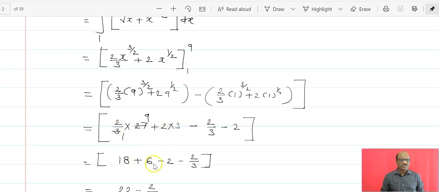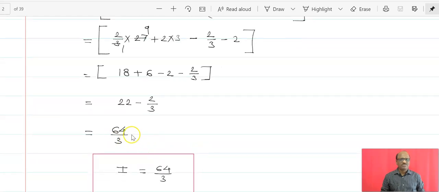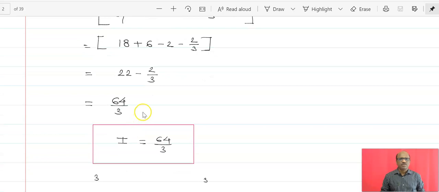2 into 3 is 6, minus 2 by 3 minus 2. And if we add this, that is 18 plus 6 minus 2, that is 4, and 18 plus 4 is 22, minus 2 upon 3, and that is equal to 64 upon 3. And hence I is equal to 64 upon 3.